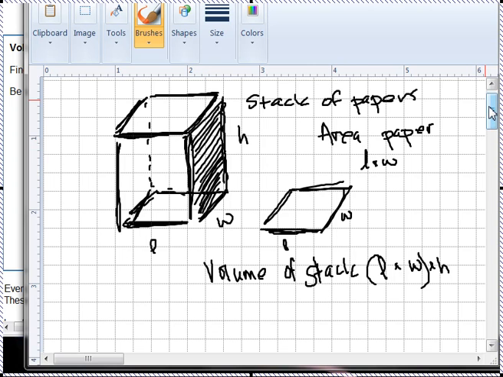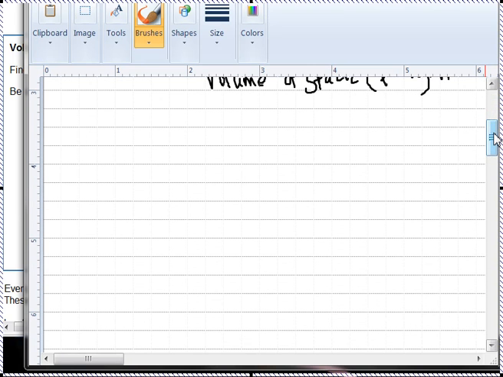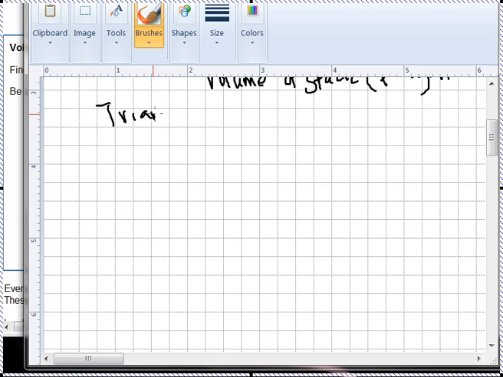Same kind of deal with what we call a triangular prism. Now a triangular prism looks like this. Triangular prism. And I know I write softly. I apologize for that. But let's try this one.